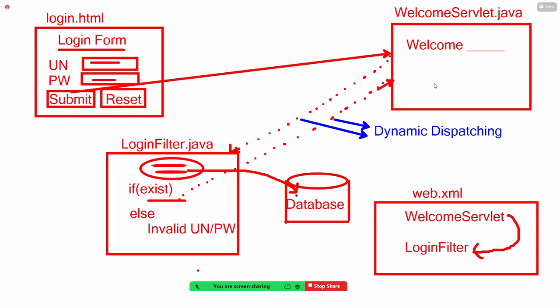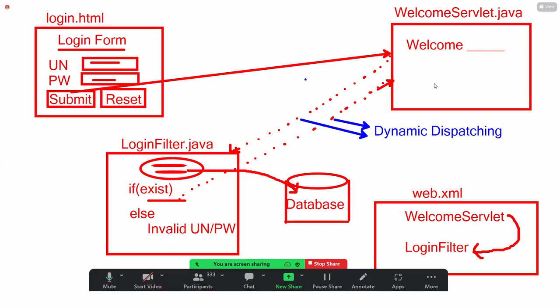So first of all, request comes to welcome servlet. But what is the control doing? It is redirecting, diverting the control to login filter. Login filter is executed. After that, control comes to welcome servlet. If username and password are there, it comes to welcome servlet. Otherwise, stop it here only. Okay, like this.